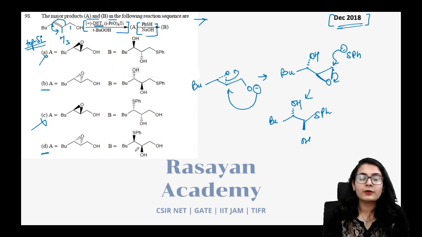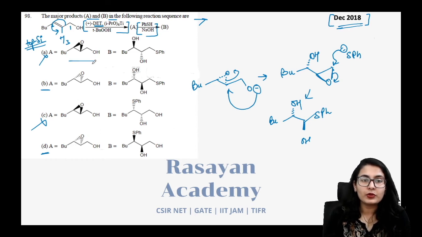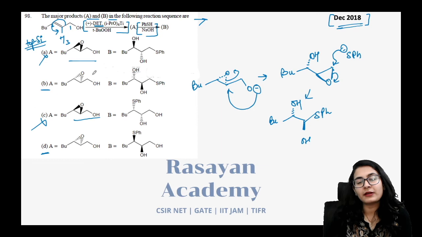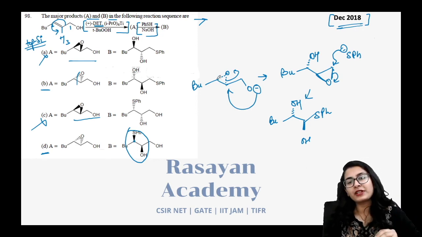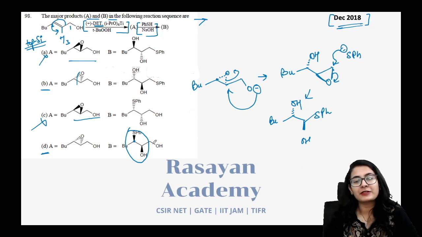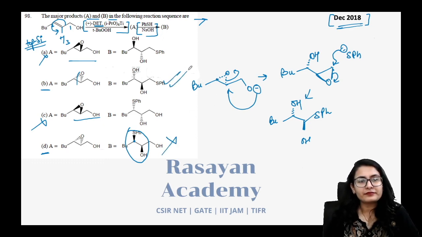All right. So very, very simple. Both of these are absolutely wrong. It could be something from below the plane, either B or D. In option number D, you have both of them on the same side and the sulfur will never attack on the more substituted or more hindered carbon. So absolutely wrong. B is the correct answer to this.